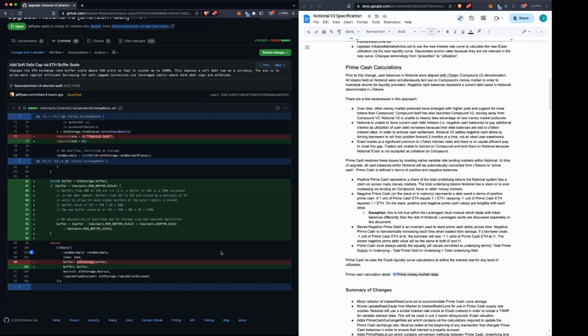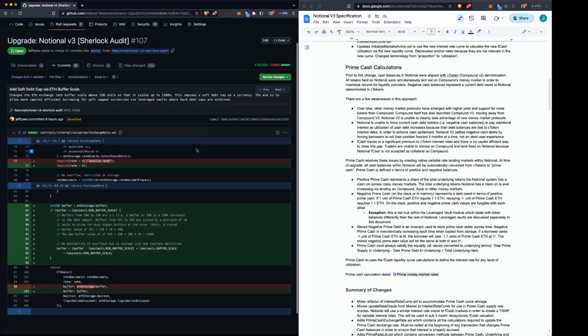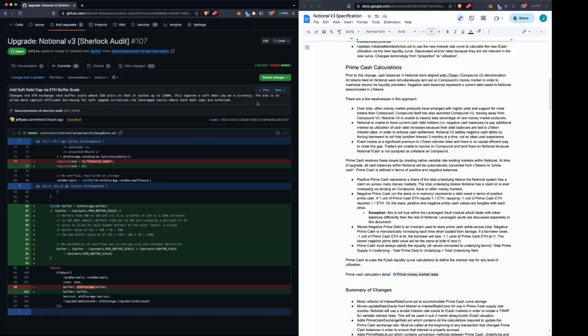But this soft cap is only enforced in the non-leverage vault part of Notional V3. So within leverage vaults, you might still be able to borrow at really capital efficient rates. But leverage vaults are also a different beast. So this is a nice change that we made, in case we need it.